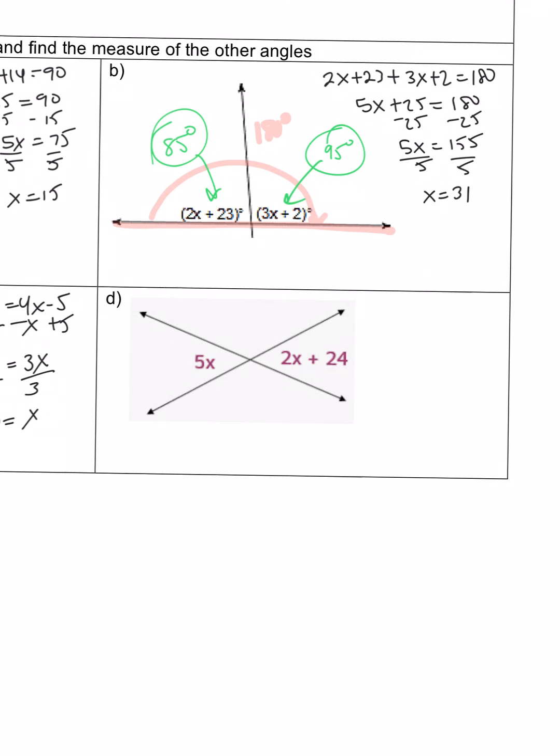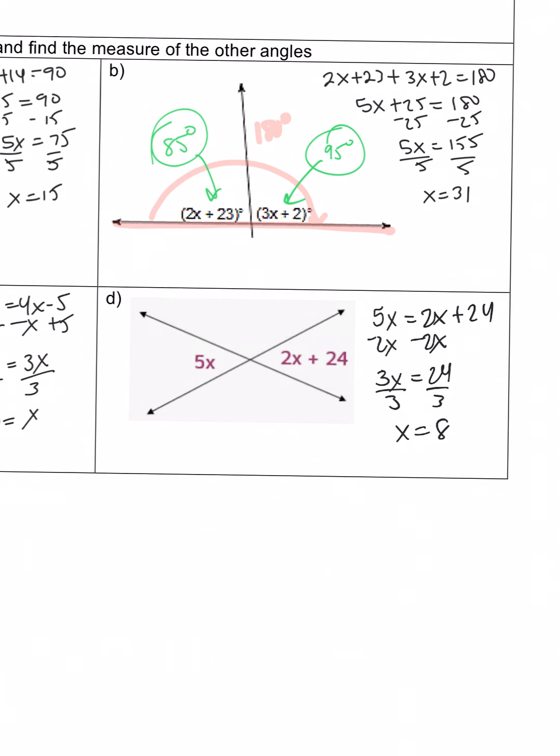Last problem, these are vertical angles as well. They are directly across from each other, which makes them vertical angles. Remember, vertical angles are when two straight lines intersect. So I can set those two equal to each other. 5x equals 2x plus 24. Subtract 2x from each side and get 3x equals 24. Divide by 3 on each side and x equals 8.